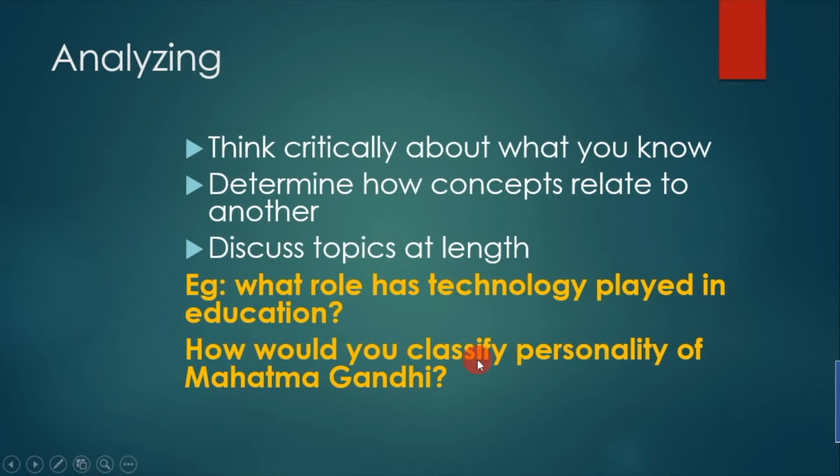The second can be, how would you classify personality of Mahatma Gandhi? So then the student can start discussing how the personality of Mahatma Gandhi changed over a period of time, from the period when he was young and he was practicing in South Africa, to the period of his struggle for freedom in India, and finally by the time Britishers went, what type of personality Mahatma Gandhi ji was having. So this is how we can go in for making him analyze a particular concept by asking and framing the questions in a right manner.